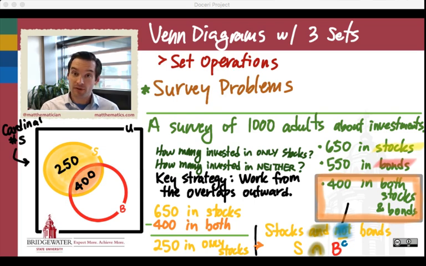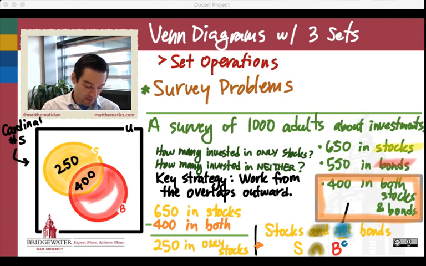So now there's 250 people in the yellow circle who are not in the red circle. There's 400 people who are in both circles at the same time. And so now, before we can get all the way to the outside, we need to figure out how many people are in bonds but not stocks. So the opposite question from the one that we just tackled. So let me shade that region.